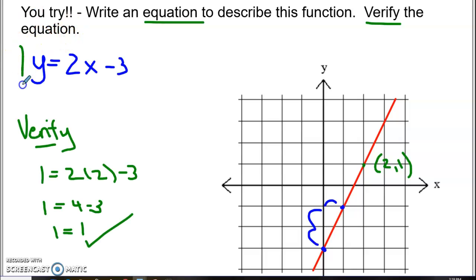So you should have got the equation y equals 2x minus 3, and then when you verify, you can pick any point. So your verification might not look exactly like mine. I used the point 2 and 1. You could have used any point that was nice and on the line. So maybe 3 and 3, maybe 1 and negative 1, or 0 and negative 3. Any of those would have worked.